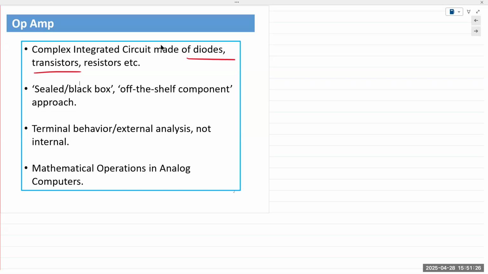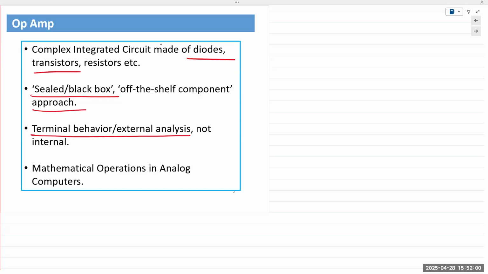So we are not going to go inside the circuit, but what we want to look at is the terminal behavior. We are going to use the op-amp as an off-the-shelf part. It has some external terminals, so we're going to analyze the external circuitry, not the internal. It's a sealed box to us. We don't know what's inside, and we don't actually care what's inside. We don't know how the components are going to behave inside the circuit. We're only interested in the terminal behavior, only in the external analysis. And that's going to be our approach.